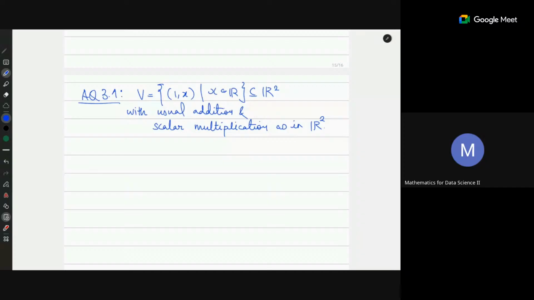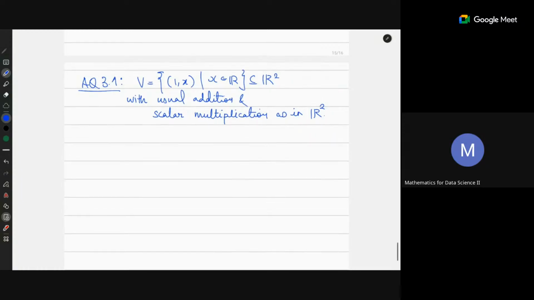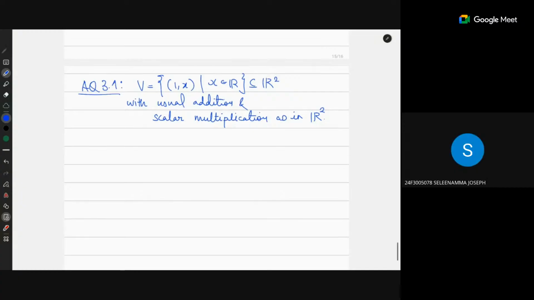First option is V is closed under addition. Is it closed under addition? I would have thought it is. No, sir. Why? Because the first coordinate is a constant 1, and 1 becomes 2. Yes.